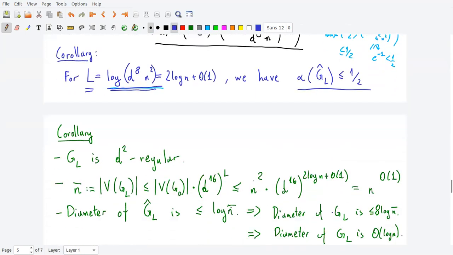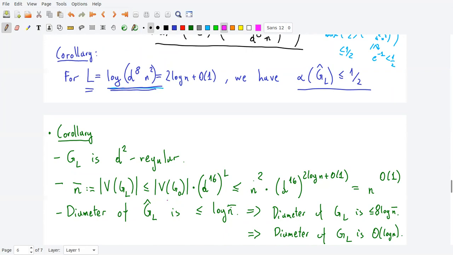So what do we now know about this graph GL after applying L operations? First of all, clearly it is d-square regular, because all the graphs G1, G2, G3, and so on during our procedure were d-square regular. How many vertices does it have? Well, it has more vertices than the initial graph, because every time we do the next step of the procedure, we're zigzagging with some graph, and zigzagging, recall, multiplies the number of vertices by the number of vertices of the graph we zigzag with.